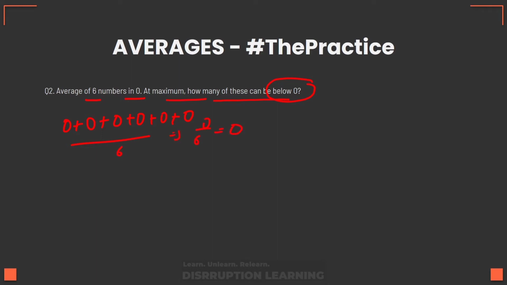Very simple. Now I need the maximum number of numbers below 0, right? So see something like that. If I make one of the zeros as -1, another as 1, and keep all others as 0, even then the total is going to be 0, right? And still the average is 0, right? Now if I have 2 -1s, 1 plus 2, let's take it, and other 3s are zeros, right? Still my total is 0 and the average is 0, right?